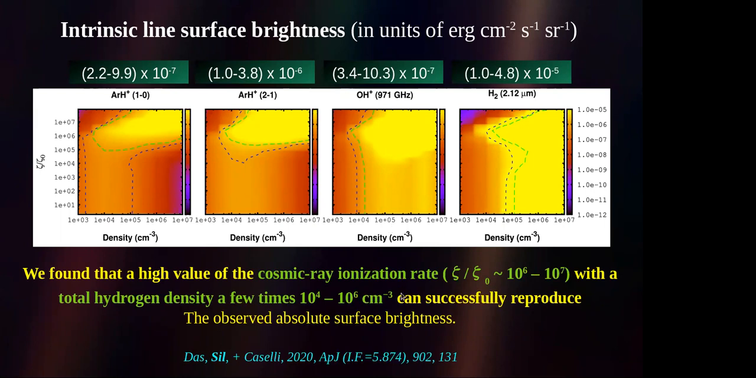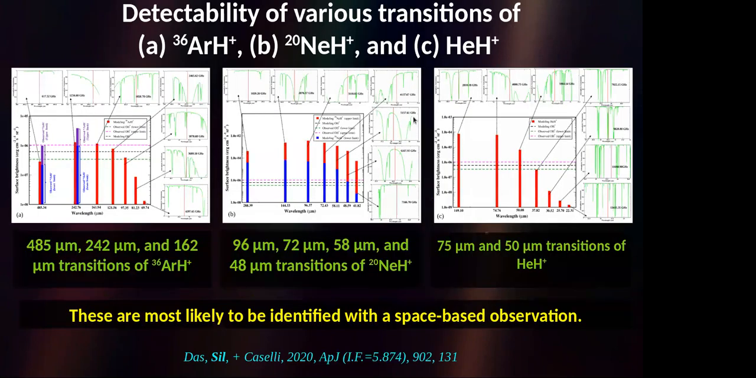So in the crab environment, where we can observe these transitions, our modeling results suggest that the density is 10 to the power 4 to 6, and the cosmic ray ionization rate is roughly of the order of 10 to the power 6 to 7 times higher. And then from the value of surface brightness, we check the detectability of these transitions.